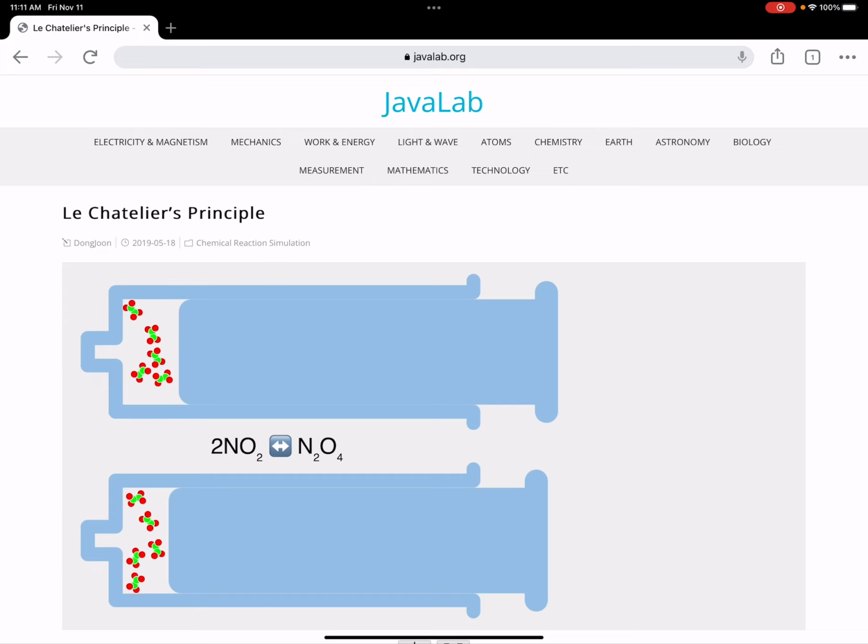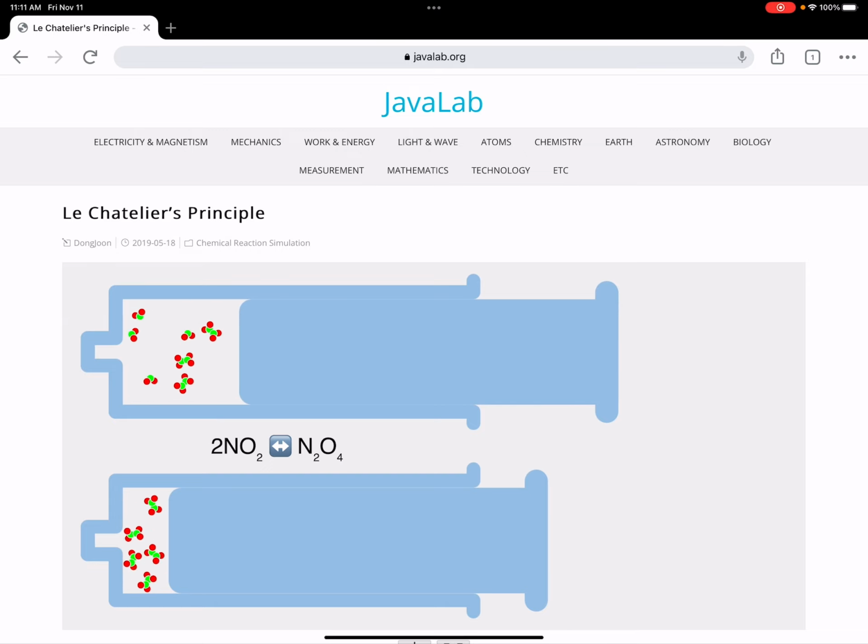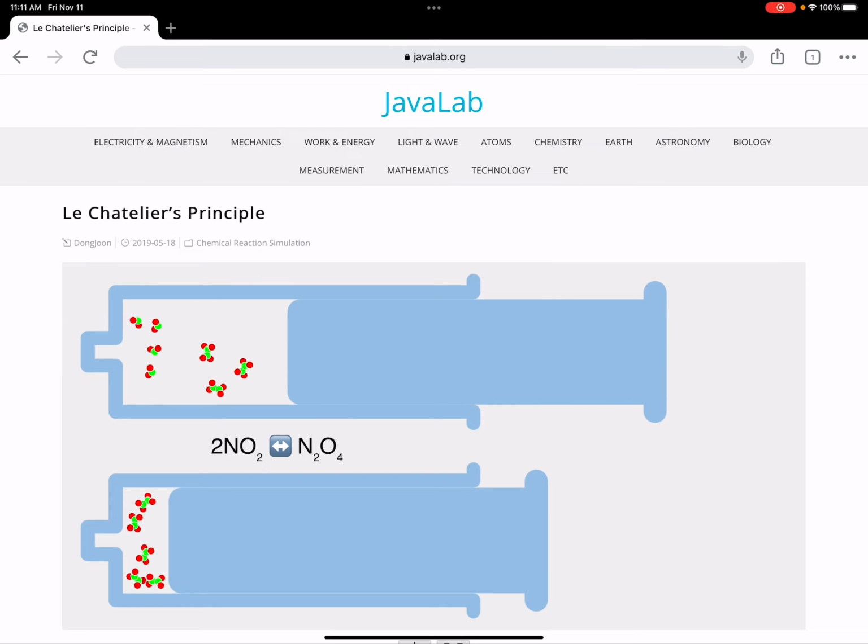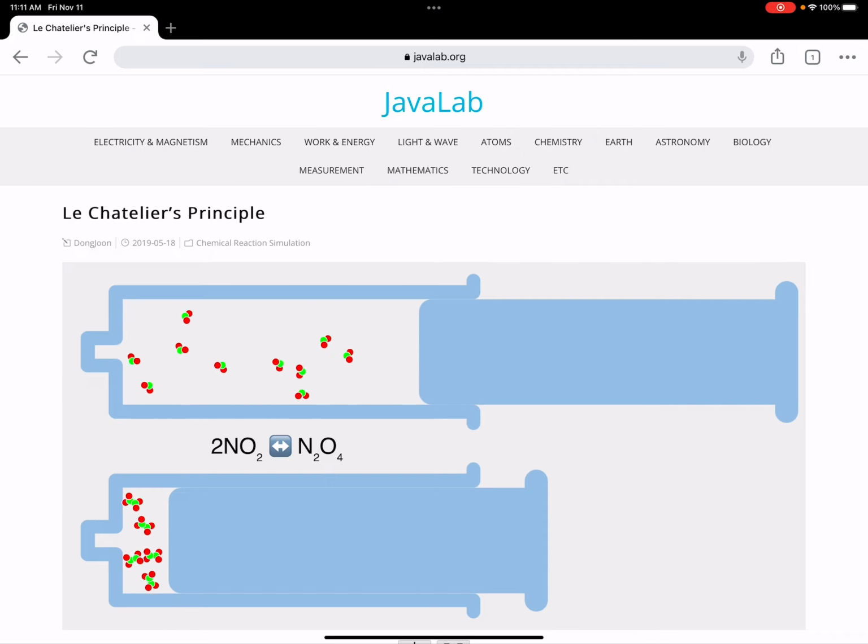And then likewise on the top one, because these are the same container, I know it's really the same, but on this top one, this is all the N2O4. So again, if I open up the volume, you can see that it's more comfortable now. They can shift back into that smaller position so there's less collisions going on.